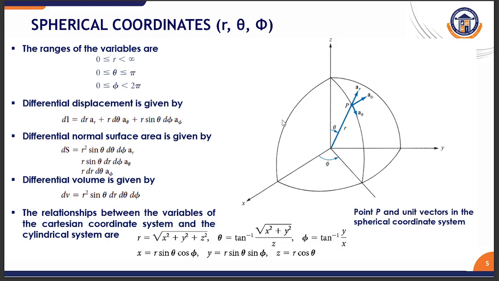And then the coordinate transformation from Cartesian to spherical involves x as r sin theta cos phi, y as r sin theta sin phi, and z as r cos theta. And then r is defined as the square root of x square plus y square plus z square, theta is tan inverse of root of x square plus y square by z, and phi is equal to tan inverse of y by x.